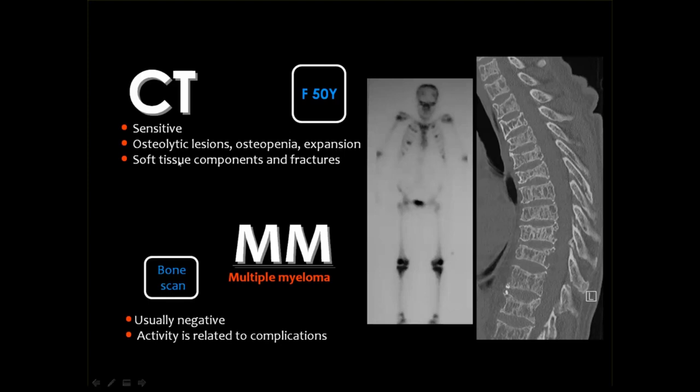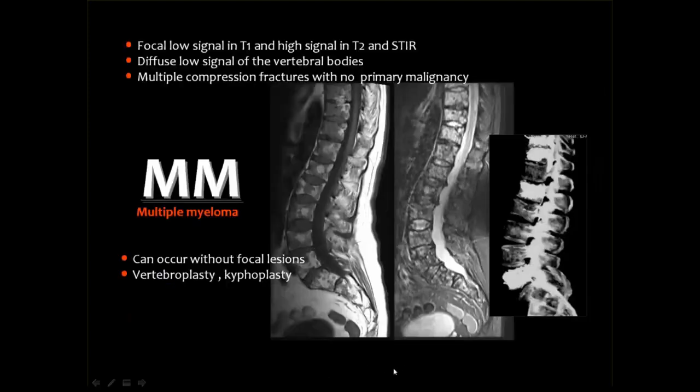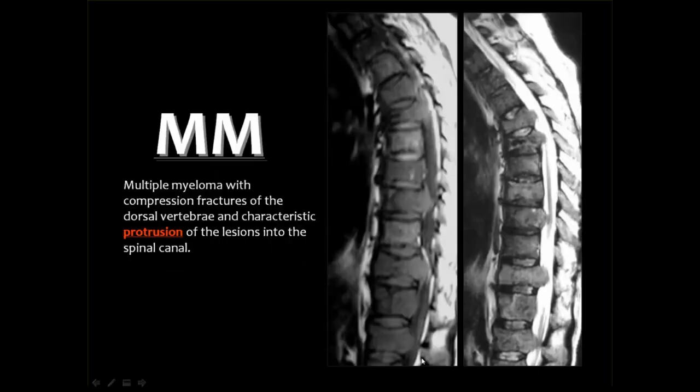CT is one of the sensitive modalities. It will show extensive osteolytic lesions with variable degrees of vertebral fractures and collapse. If you have the bone scan, according to the literature and the primitive knowledge we have taught previously, multiple myeloma usually shows negative activity on bone scan. On MRI, you get multiple lesions of low signal in the T1 and high signal in the T2 weighted image. If you inject contrast material, they will enhance.